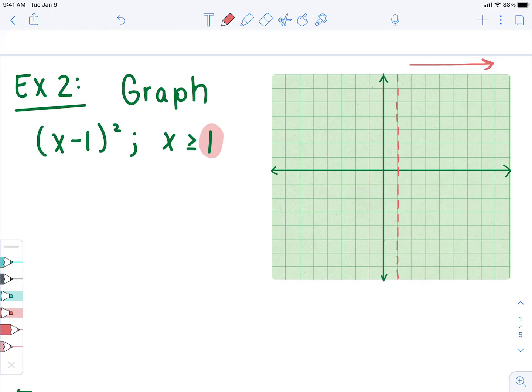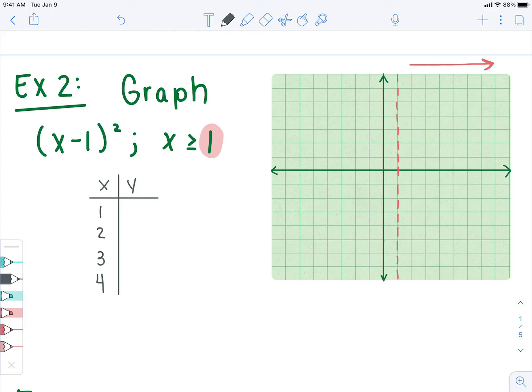So now that I've built my fence, I'm going to make my table. I always use my fence as my first number in my table. So whether it's equal to or not, that's always going to be the first number. So I'm still starting at 1. But this time I want numbers bigger than 1. So I'm going to do 2, 3, and 4.